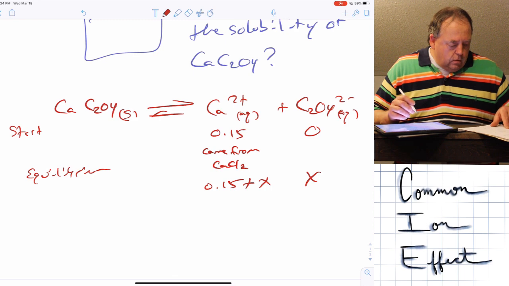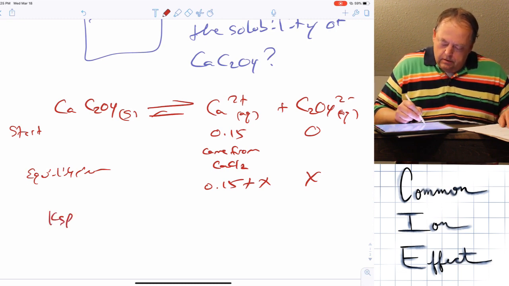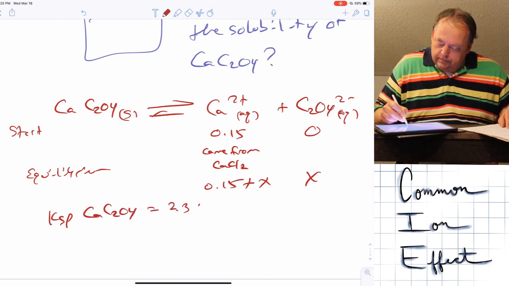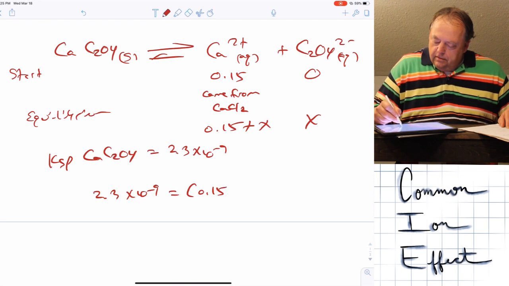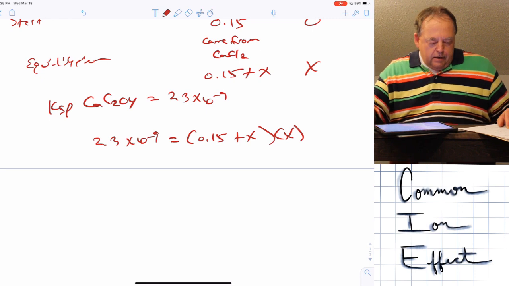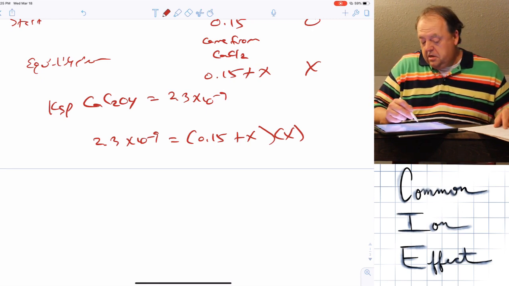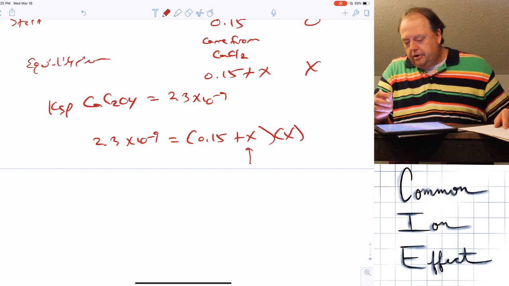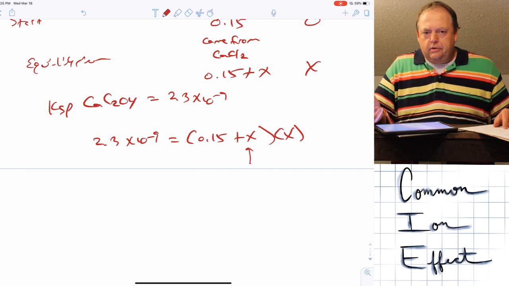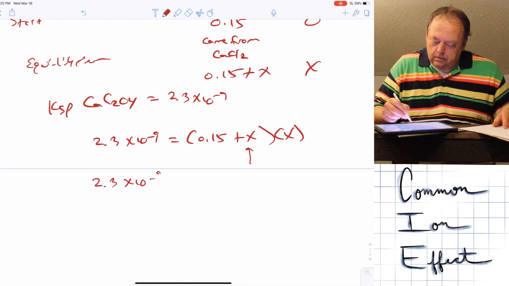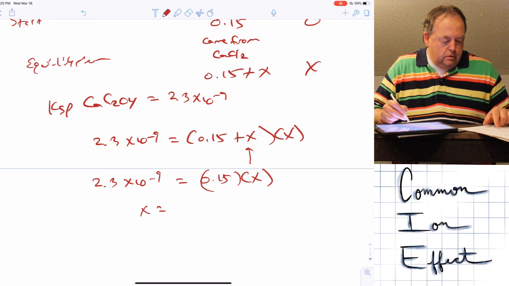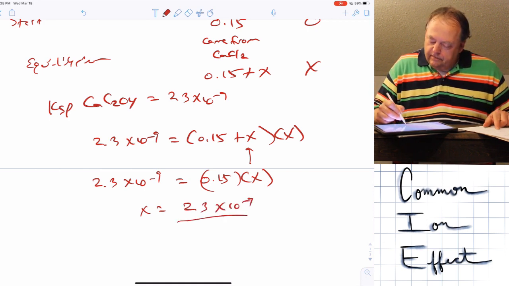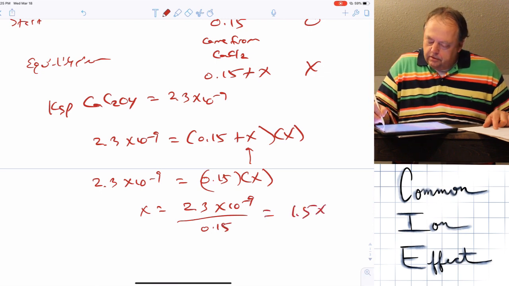Okay. So we want to solve for x. Ksp is 2.3 times 10 to the minus 9. So 2.3 times 10 to the minus 9 is equal to 0.15 plus x times x. And then we can simplify this equation because K is so small. This x is going to be extremely tiny, so 0.15 plus x is essentially the same as 0.15. So then x is equal to 2.3 times 10 to the minus 9 divided by 0.15, which is 1.5 times 10 to the minus 8.